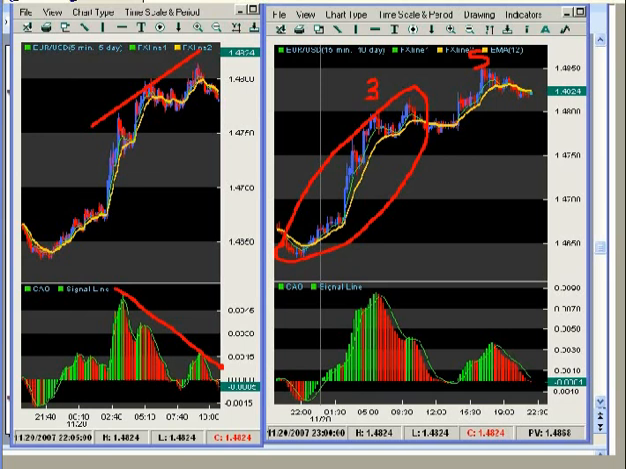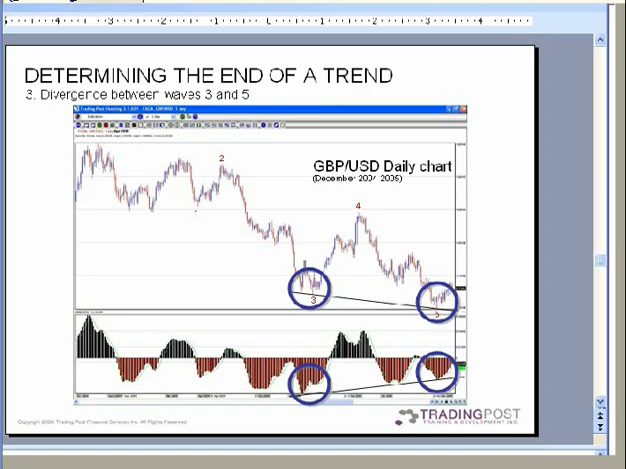Well, let's look at the example that we used in the course. This is a daily chart of the pound from December 04 to 05. So we've counted the 5-wave sequence here. Now you see a number of divergences here, and that's okay. I mean, this is the daily chart.